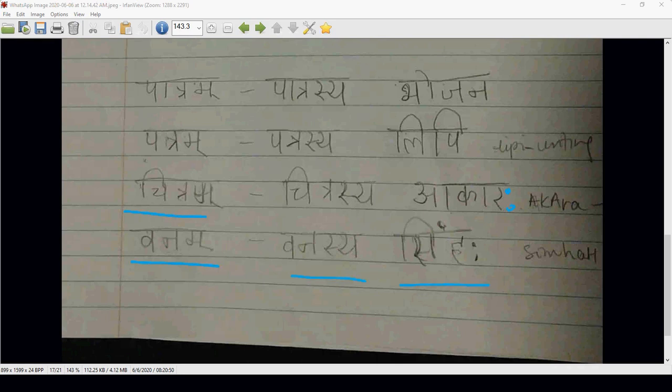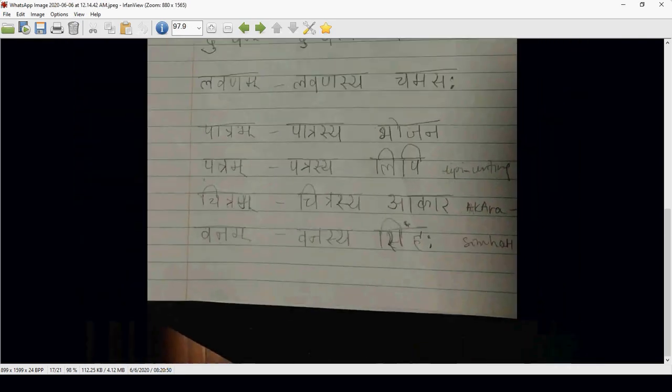Then vanam. Vanasya simaha. Yeah. Good. Simaha. Lion. Vanasya simaha. Lion of the forest. Good, this is great. I have the other three here, so I'll read it. So, jalam, jalasya, matsya. So, I should say matsyaha. Yes. Matsyaha. Okay, sorry. Jalasya matsyaha.